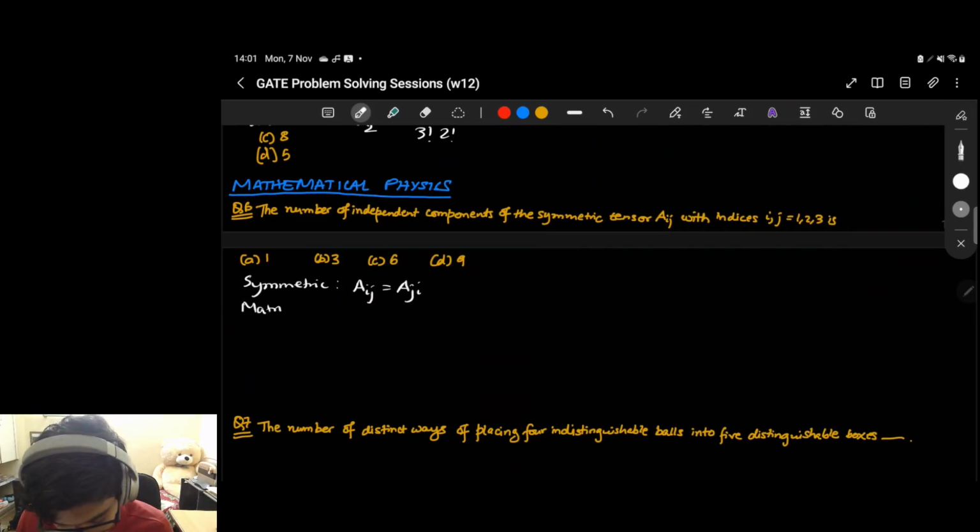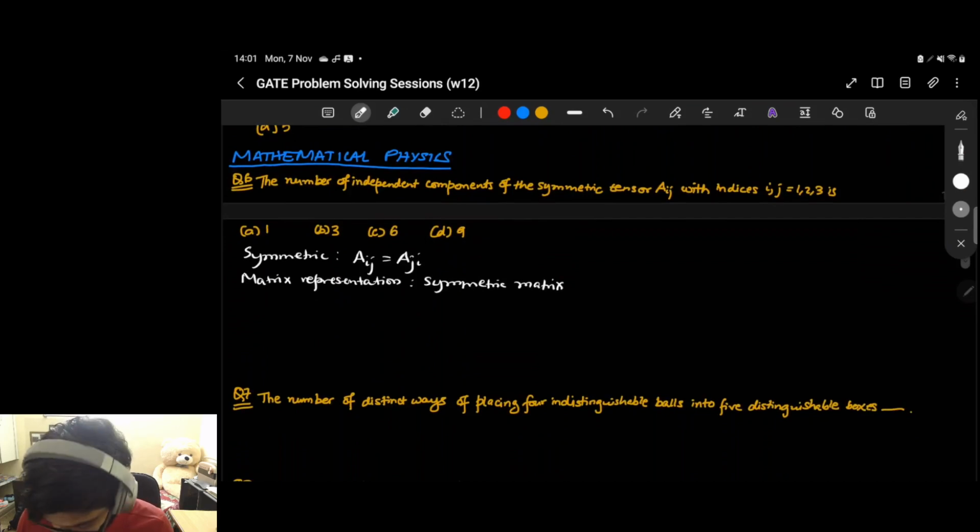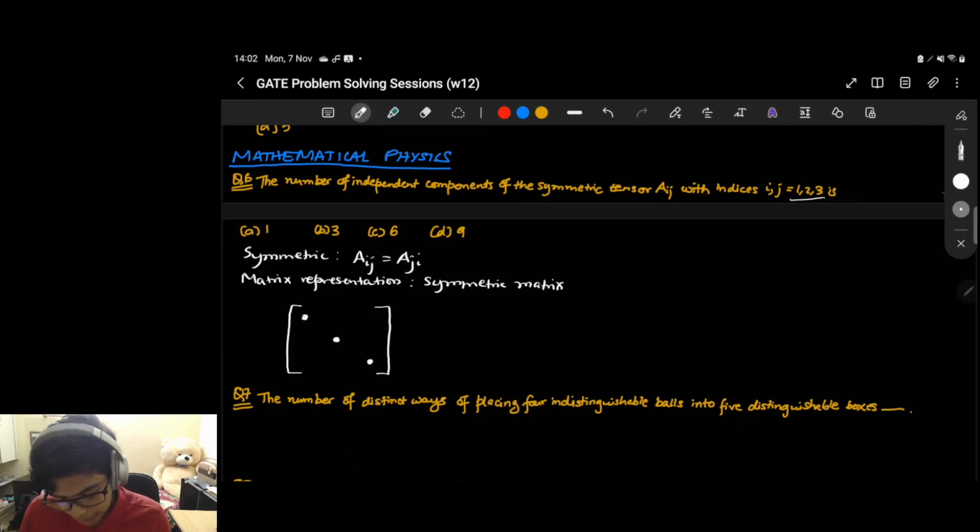So the matrix representation of this symmetric tensor would be a symmetric matrix. And this is a 3 cross 3 matrix because we have indices going up to 3. So let us make a matrix. So we have some diagonal elements, and then Aij equal to Aji for the symmetry condition. So let's say if we have an element here, then the same element is in the symmetrically opposite location. This element is the same as this element. This element is the same as this element.